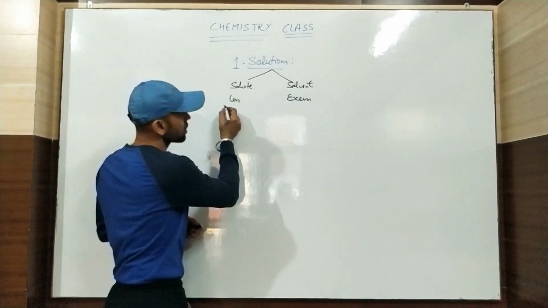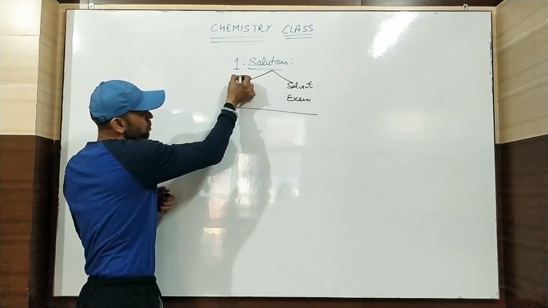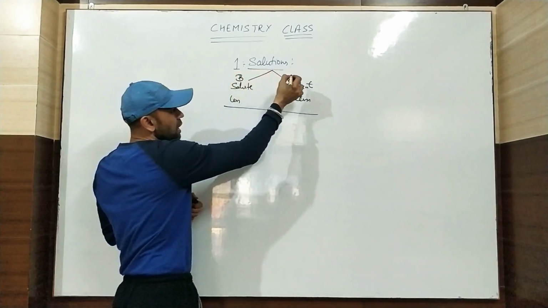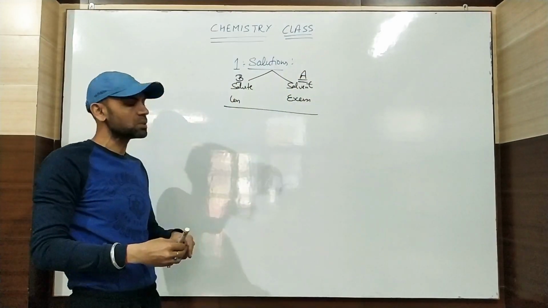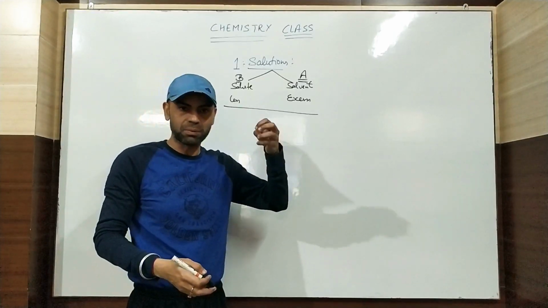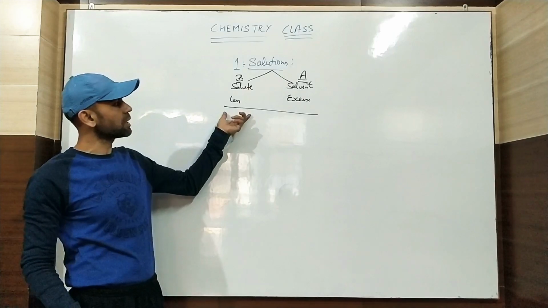Okay, so solute के लिए पूरे chapter के अंदर we assign the symbol. Solute के लिए B symbol हमने use करना है, solvent के लिए हम A symbol use करेंगे, ठीक है ना? In formulas, the whole chapter will use the symbol B for the solute and A for the solvent. Okay, चलो start करते हैं.